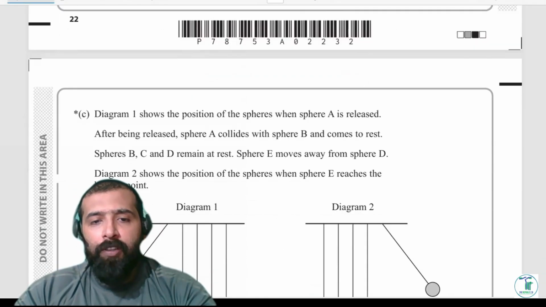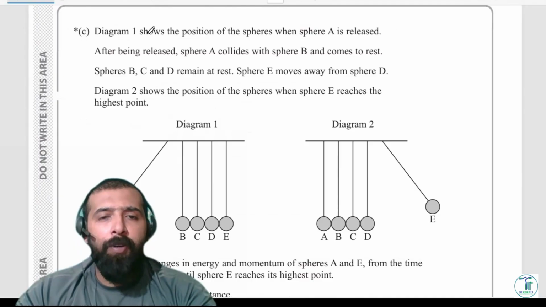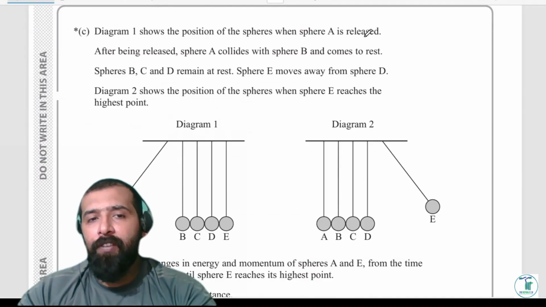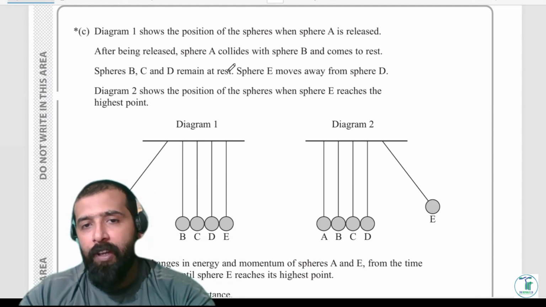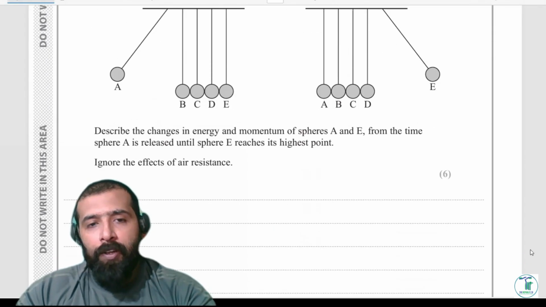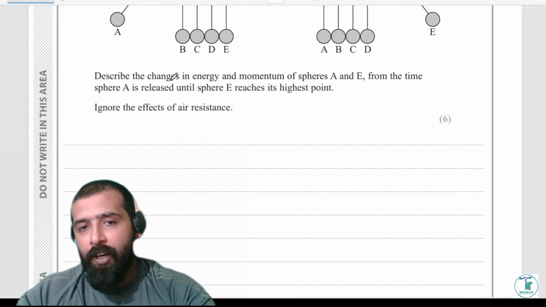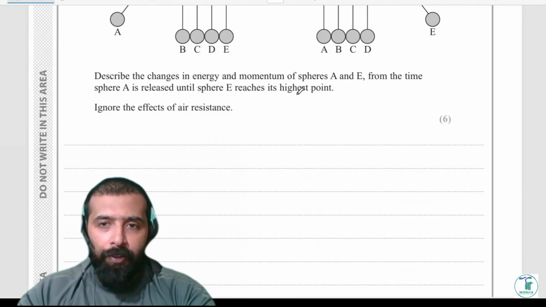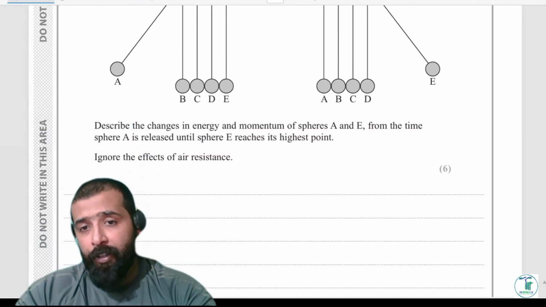So now we have this diagram number C. We've got all these diagrams. Diagram 1 shows the position of the spheres when sphere A is released. After being released, they all collide. B, C and D remain at rest. E moves away from sphere D. Diagram 2 describes the changes in energy and momentum of spheres A and E from the time sphere A is released until sphere E reaches its highest point. Ignore the effects of air resistance. This is a 6-marker question.